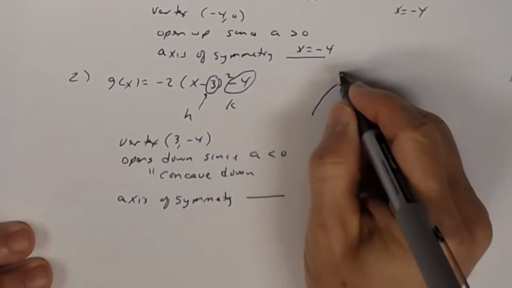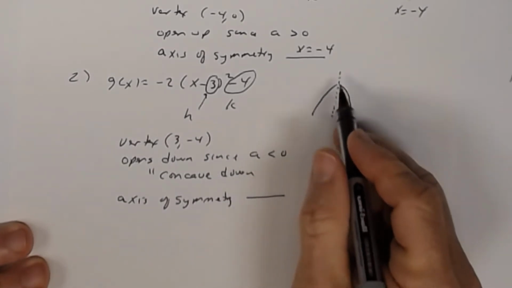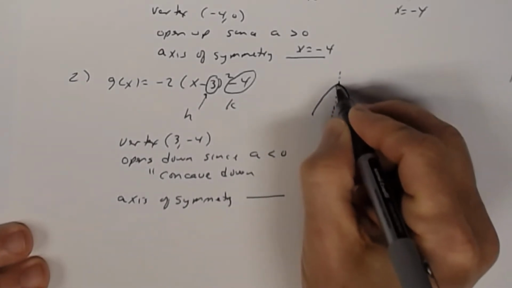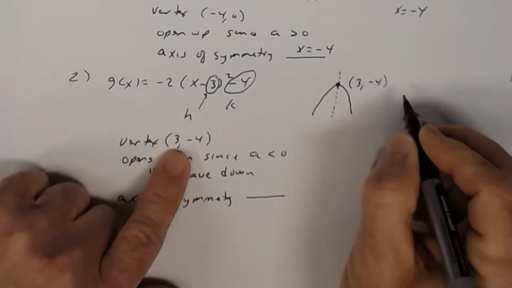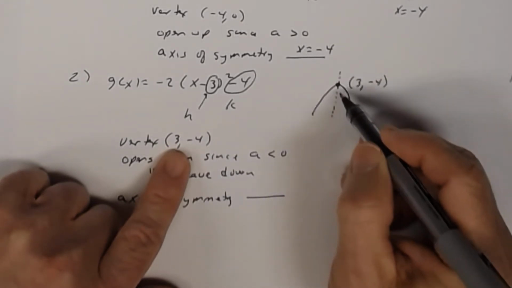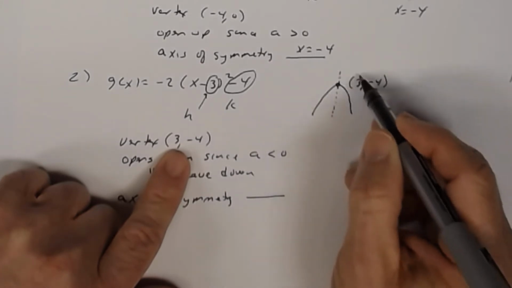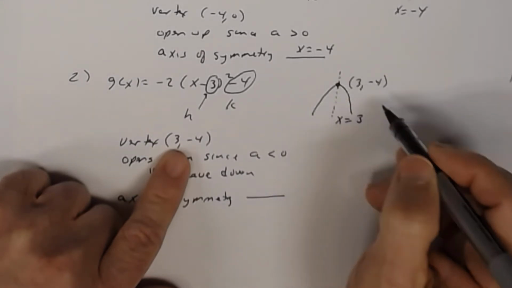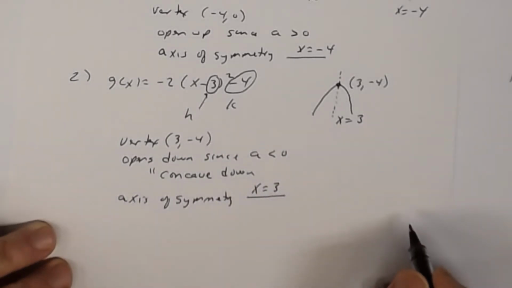So remember, the axis of symmetry goes right through the vertex, and if you look at the graph, it's symmetrical about that axis of symmetry. And notice the axis of symmetry goes to the vertex, and that vertex here is 3, negative 4. And so no matter where you are on this dotted vertical line, the x-coordinate is always 3. So the axis of symmetry is x equal 3. It's always your x-coordinate. But you must say x equal, so you don't lose any points.